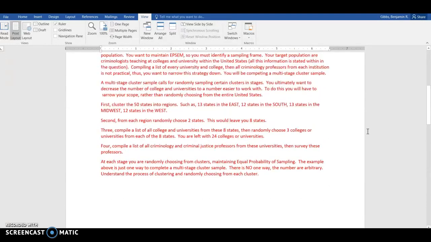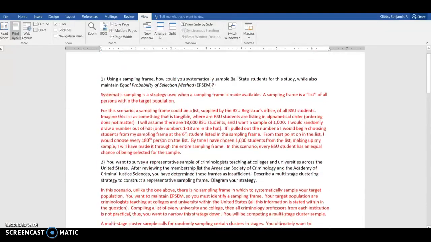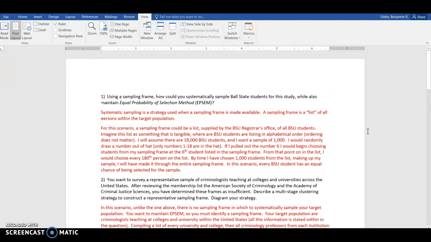Okay, looking at these two particular scenarios. So in this particular video, based on the fact that it can only be 15 minutes long, we'll go through the first question. Using the sampling frame, how could you systematically sample Ball State students for the study while also maintaining equal probability of selection method?